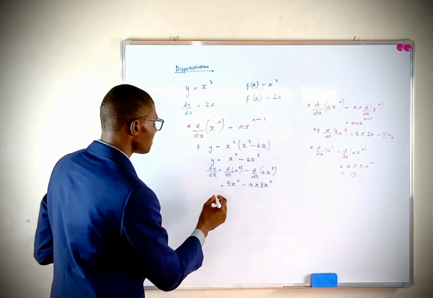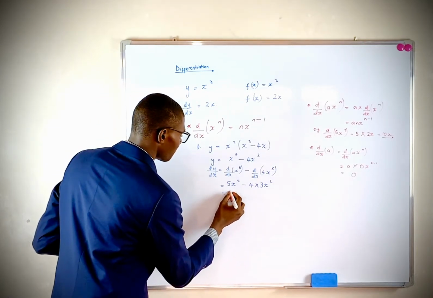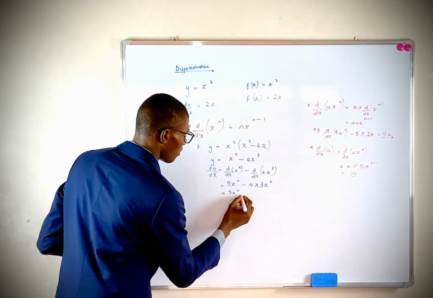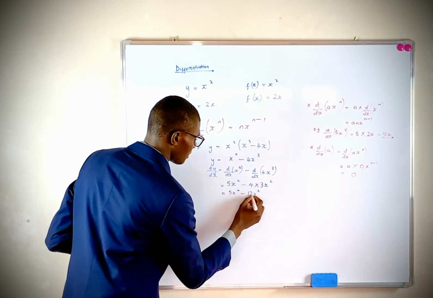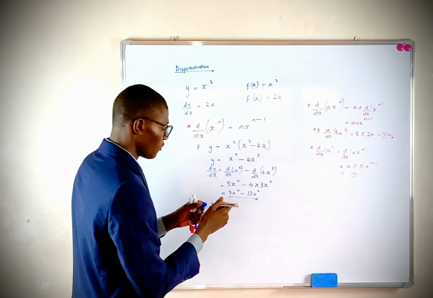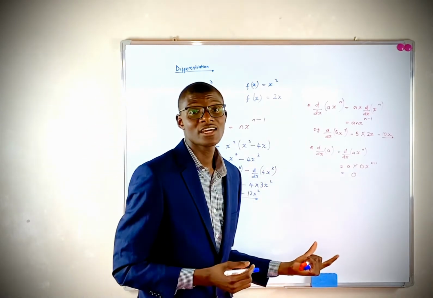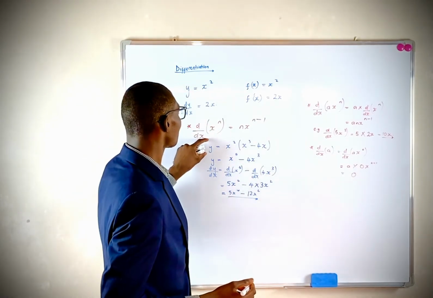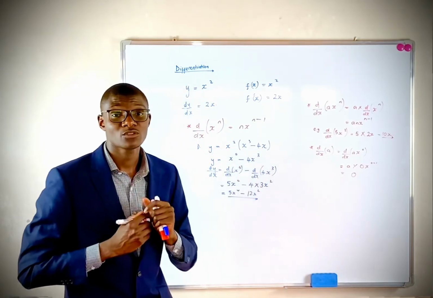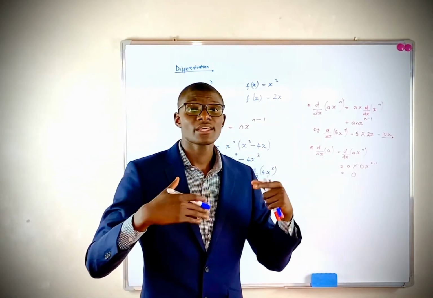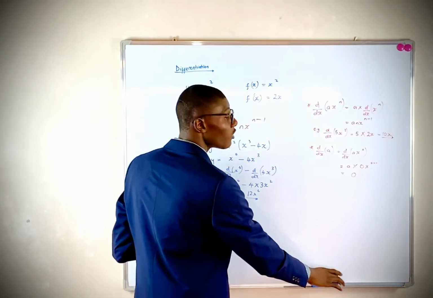So now if we simplify this, we will get 5x to the power of 4 minus 12x squared. So this would be the gradient function of the equation of the curve y is equal to x squared times x to the power of 3 minus 4x. Now let's look at an example of a quotient.